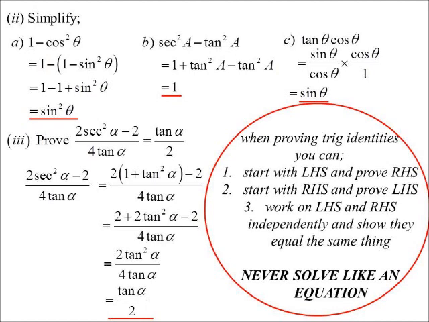But what you never do is solve it like an equation. Because it's not an equation to solve. It's not like I'm saying, find what alpha is equal to. You shouldn't be able to find what alpha is equal to, because these are always equal regardless of the value of alpha. It's an identity. So you can't actually find the value of alpha because everything will be able to substitute in. Well, as long as it's in the domain, of course.